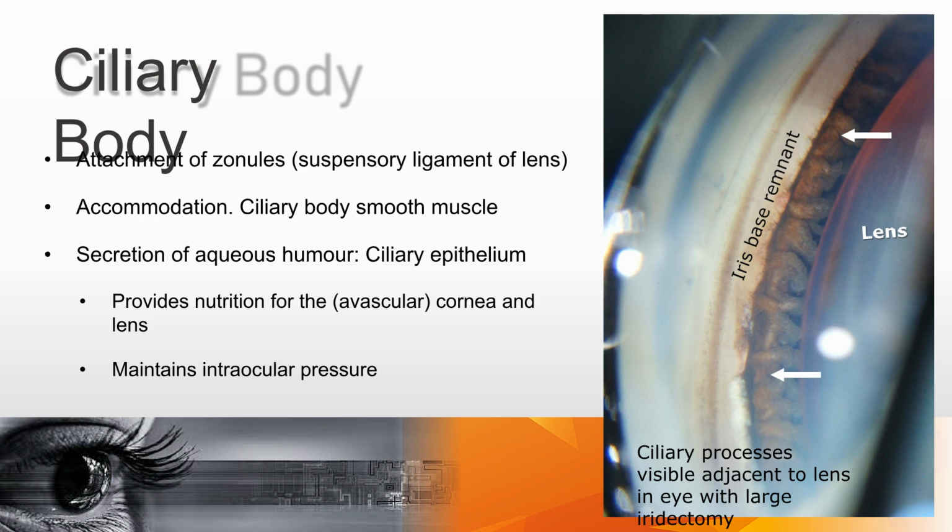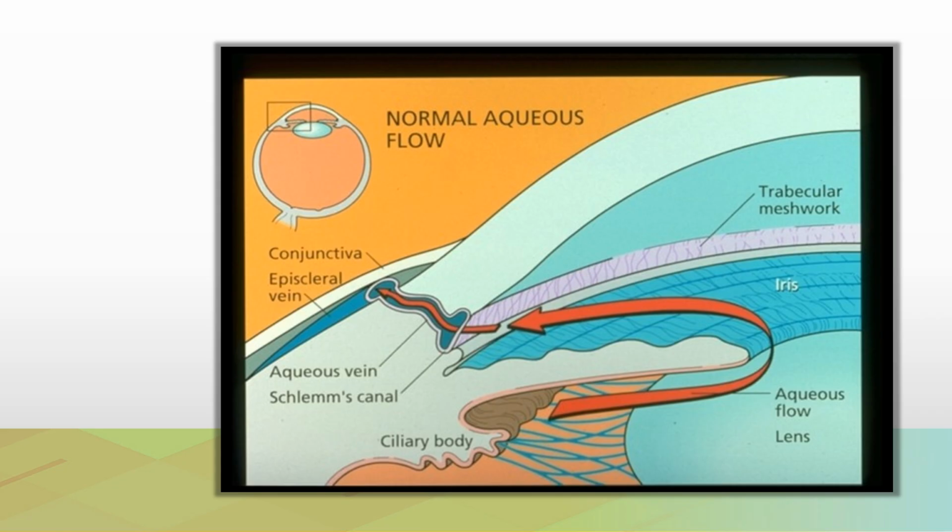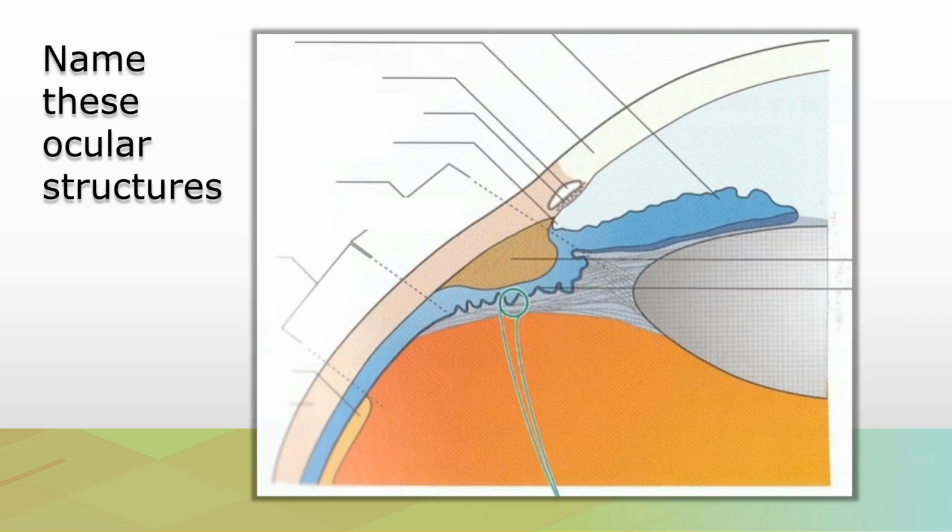The ciliary body facilitates accommodation via smooth muscle and is the attachment point for zonules. It secretes aqueous humor, which nourishes the cornea and lens and maintains intraocular pressure. This is an image showing ocular structures. Here are some of the ocular structures.